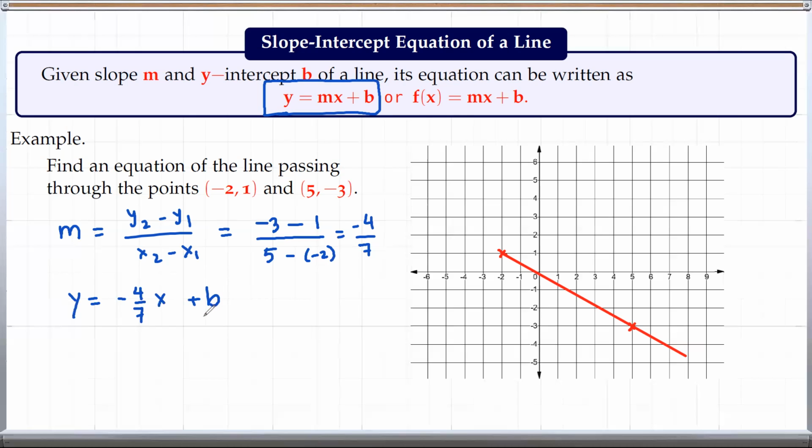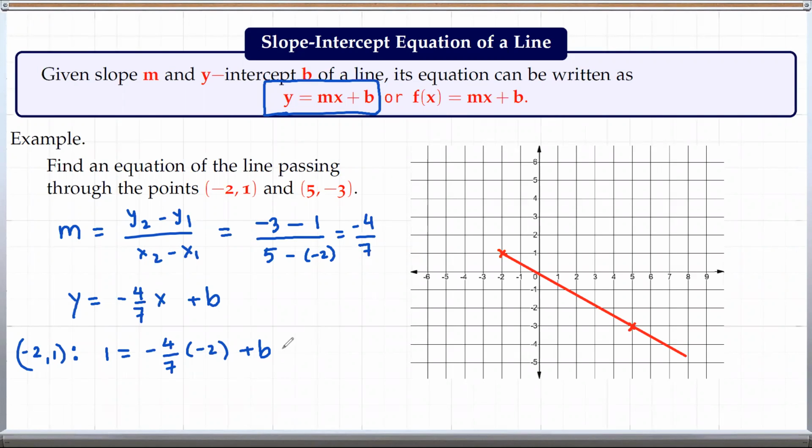We need to find b. So to find b, let's pick one of the points. Let's consider -2, 1. So that means when x is -2, y is 1. So we have 1 equals -4 by 7 times x, x is -2, plus b. So in this equation, the only unknown now is b.